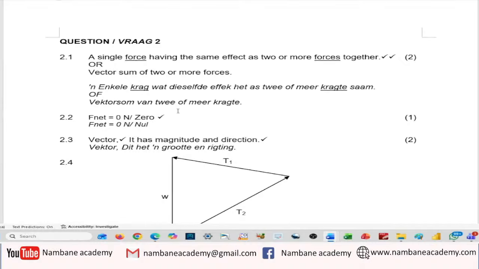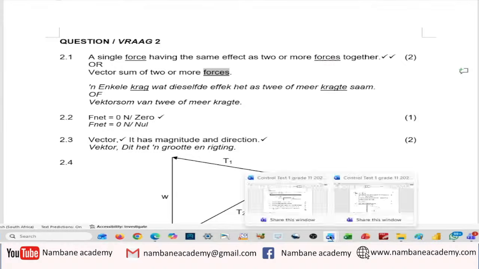If a learner just writes a single vector with the same effect as 2 or more vectors together, colleagues, you are not going to accept. Learners were supposed to be specific to the force in this case as a vector. If a learner gives the general definition of a resultant vector, we are not going to give the mark. We will only give it if a learner is specific to the force, and that will be 2 or 0 there. We will also accept if a learner writes a vector sum of 2 or more forces.